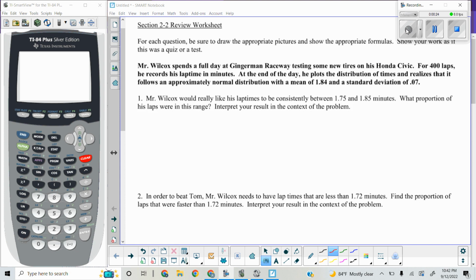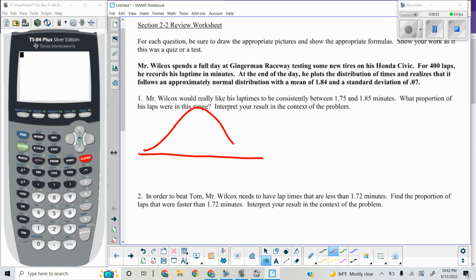So you should have worked through this all by hand, and I'm going to show you how you could use a calculator to do this and further problems. Mr. Wilcox would like his lap times to be consistently between 1.75 and 1.85 minutes. What proportion of his laps are in this range? Interpret your results in context of the problem. You should have once again done this by hand, have your interpretation already.